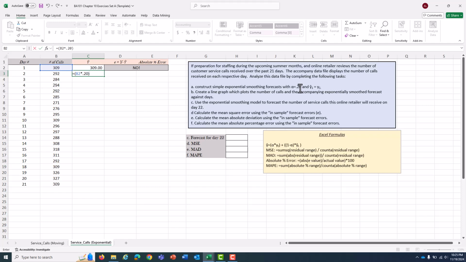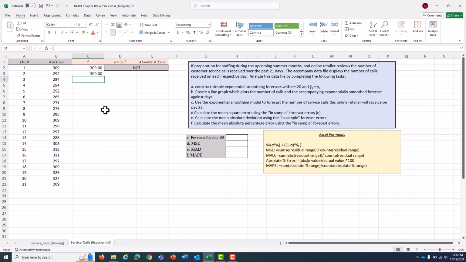Afterwards, I'm going to add to it, so plus, open not 1 but 2 parentheses, the complement of our alpha. So if our alpha in this case was 0.20, the complement of it would be 0.80, but you could always just write in 1 minus 0.20. Easiest way to go about it. And we are going to multiply that complement of our alpha by the prior day's prediction, which in this case would again be 309, but now we're going to take it from the y hat column in cell C2. And I'm going to close that last parenthesis, hit enter, and I'm going to see here that it gives me a prediction of 309 for day 2.